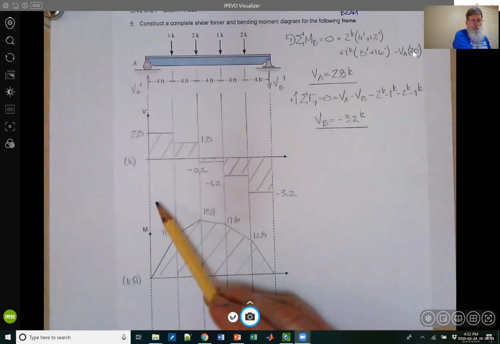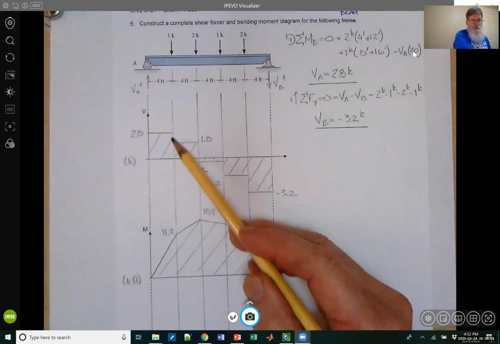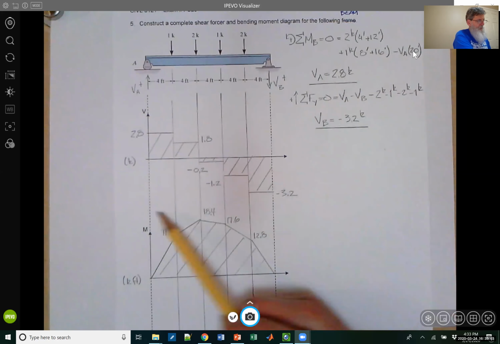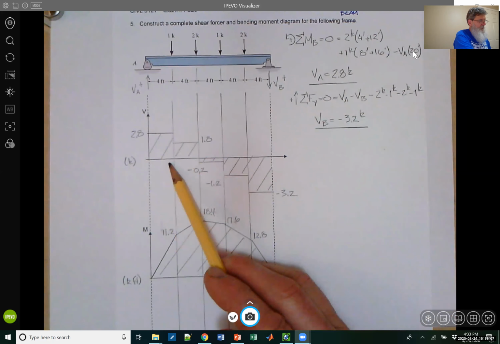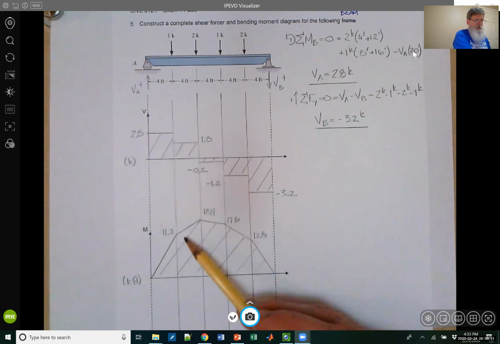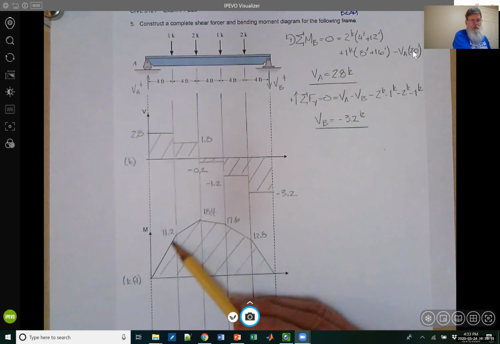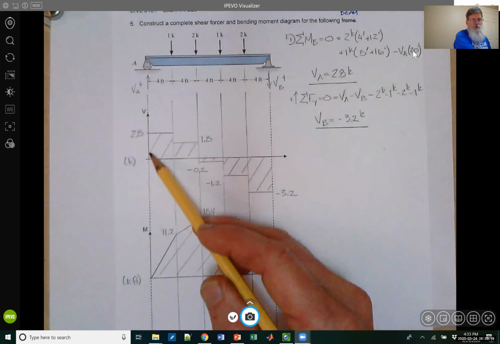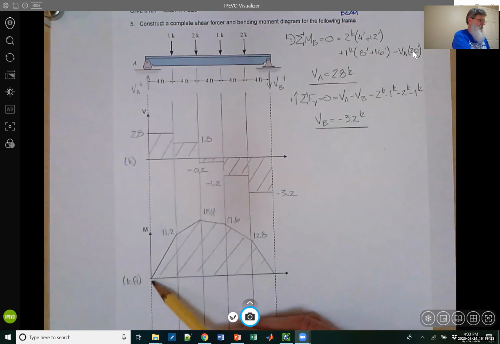Okay, we know that over this region here, the change in moment between 2 points is the area of the shear diagram. Well, all these areas are going to be rectangles, and they're all going to be base times height. So in this case, base 4 times height 2.8, that's a positive area, a positive change of 11.2. So 0 plus 11.2 is 11.2. And of course, the slope of the moment diagram is equal to the value of the shear, and the shear is constant, value of 2.8. So the slope here is 2.8.